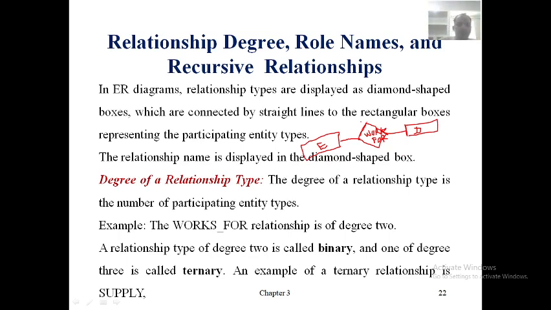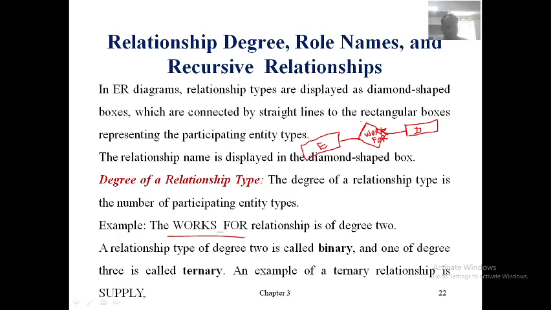For example, works for is a relationship of degree 2. Just now we have discussed employee and department. A relationship type of degree 2 is called binary. If the relationship has degree 2, then it is called binary.